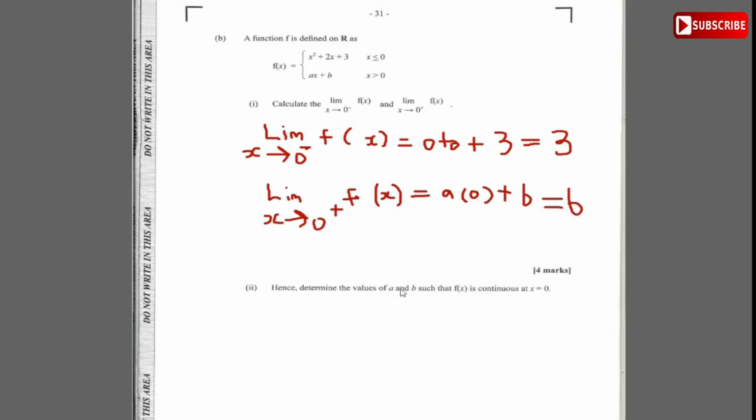It says hence determine the values of a and b such that the function is continuous. If the function is continuous, then the limit from the left is equal to the limit from the right. And so that must mean 3 is equal to b, and a must be equal to 0. Nice and easy.